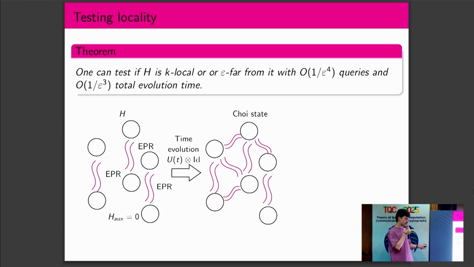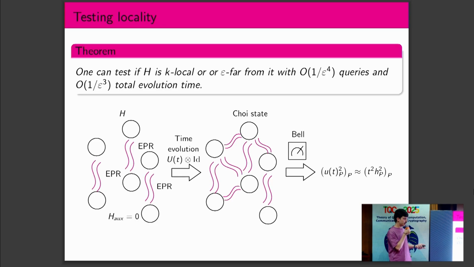Thus, when time evolution happens, you are going to make a query, and you are going to apply the unitary time evolution of the system that you don't know, tensor identity. And this is going to prepare the Choi state of the unitary time evolution operator. So now, if we measure in the Bell basis, we are going to obtain samples from the Pauli distribution of the unitary time evolution operator.